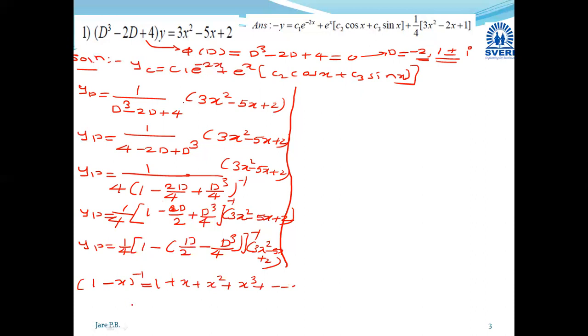What is x? Here x equals d minus 2d cube by 4. Very important: up to which term do we expand?